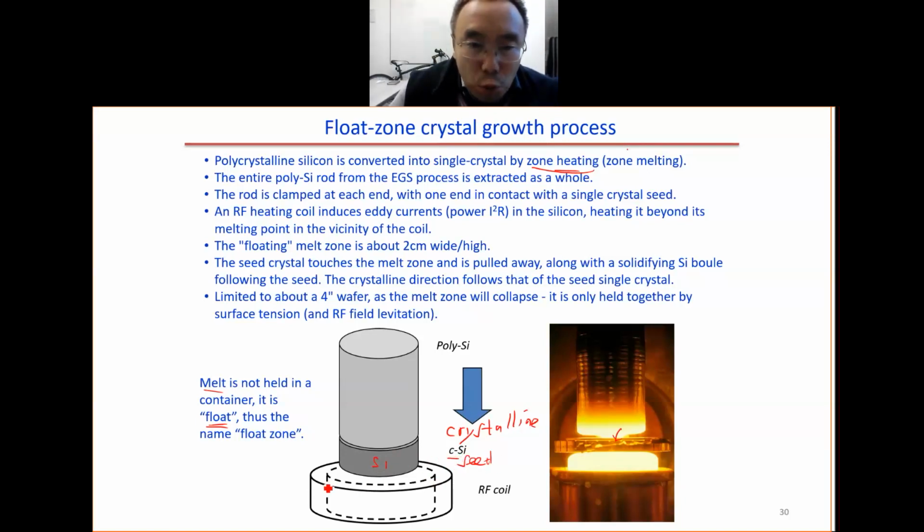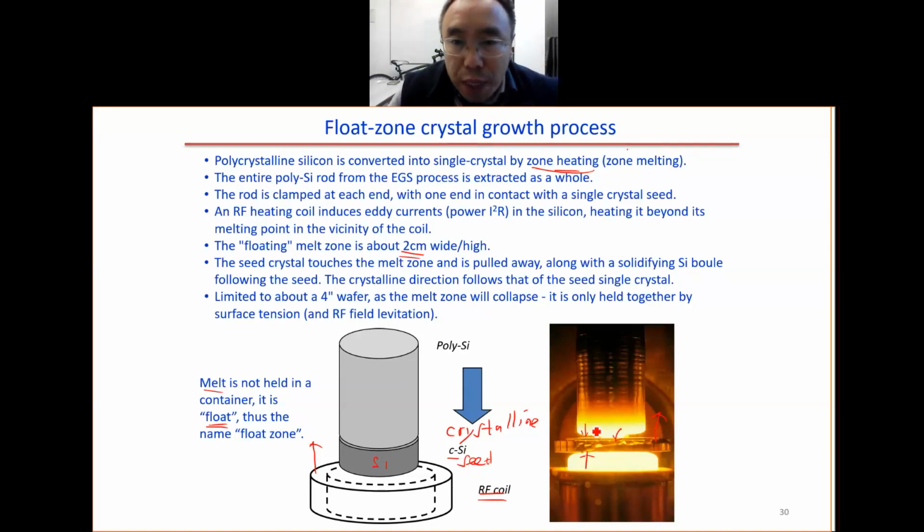Then we move this RF coil up. But at the beginning we don't pass the current, so this part is not melted. Then we pass the current, so the silicon gets melted. Then we move this upward, and we get single crystal silicon. The height of the melting zone is about 2 centimeters.